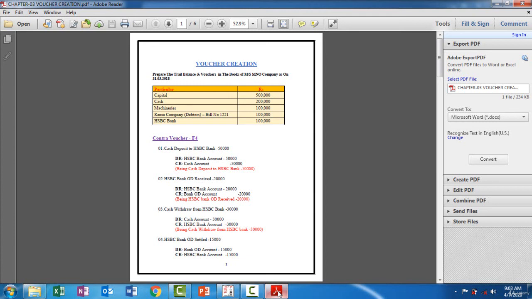Now we are going to look at how to create the voucher in Tally ERP9. Based on that, I have created the questions for you. Prepare the trial balance and vouchers in the books of M&O company as on 31/3/2018. So the first step, we have to go to the Tally software.